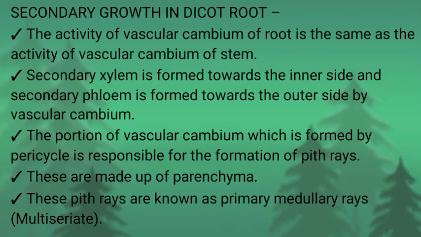The portion of vascular cambium which is formed by pericycle is responsible for the formation of pith rays or medullary rays. These are made up of parenchyma. The pith rays are known as primary medullary rays, which are multiseriate or multi-layered. Remember, in dicot root also secondary growth is based on the activity of vascular cambium. Due to this activity, secondary xylem is formed towards the inner side and secondary phloem is formed towards the outer side.